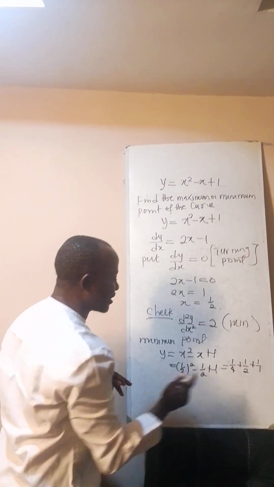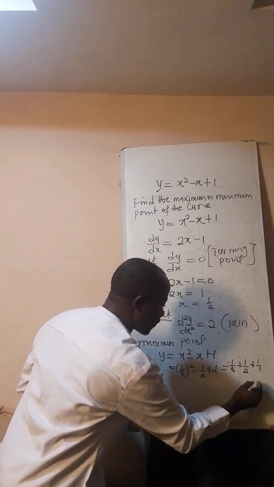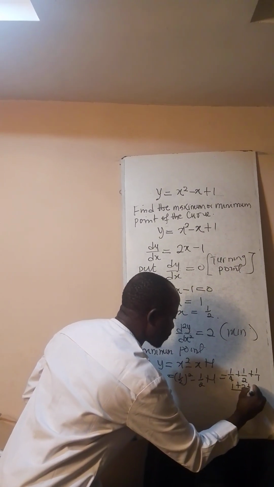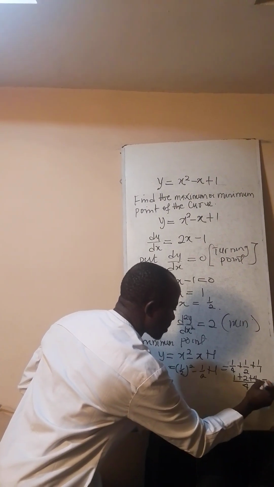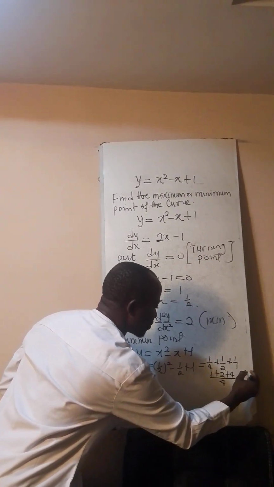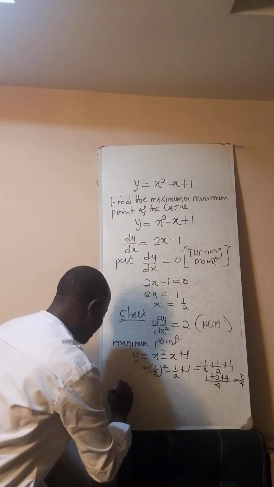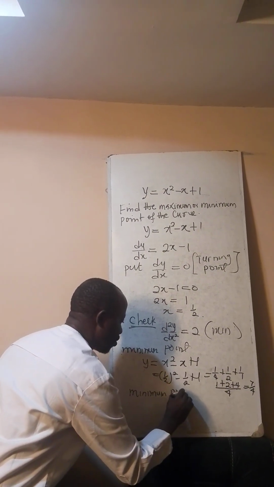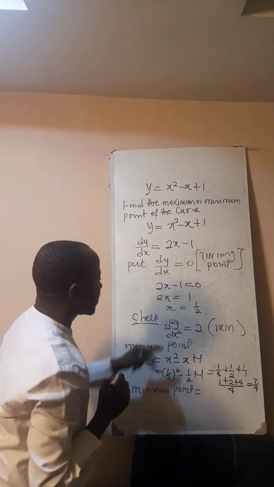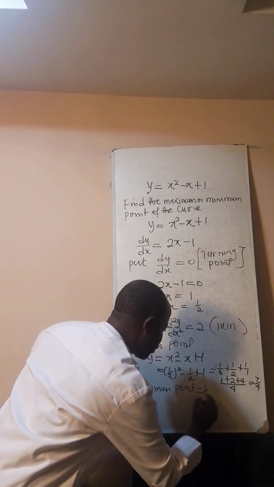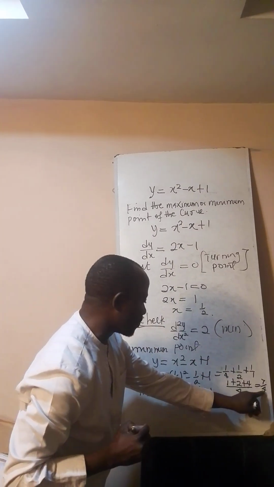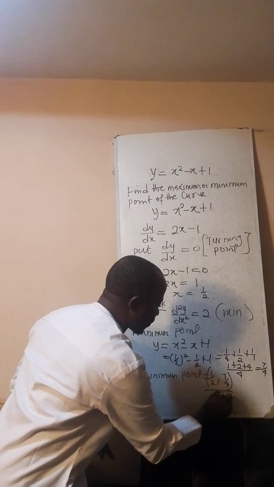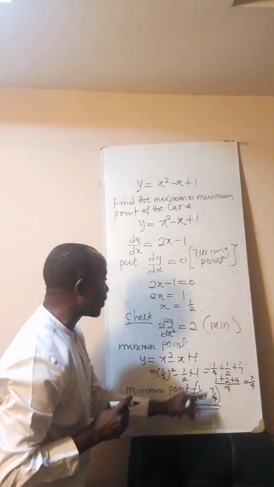From here, the LCM of 4, 2, 1 is 4. So now we have 1 minus 2 plus 4, which gives us 3 over 4. So our minimum point of this curve is the value of x, which is 1 over 2, and the value of y, which is 3 over 4. So the minimum point of this curve is 1 over 2, 3 over 4.